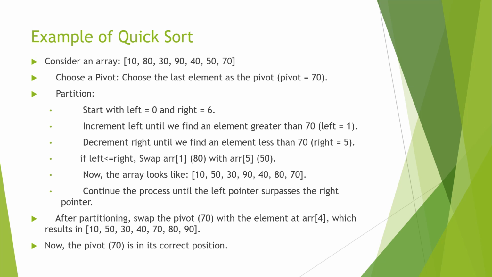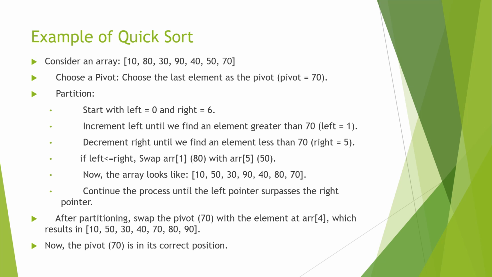We continue this process until the left pointer surpasses the right pointer. In the next step, the left pointer will move from left is equal to 1 to 2. It will be pointing to 30, which is not greater than 70, so it will move to the next position. Left is equal to 3 now, pointing to 90. So 90 is greater than 70.